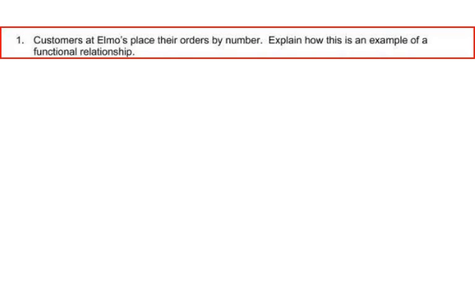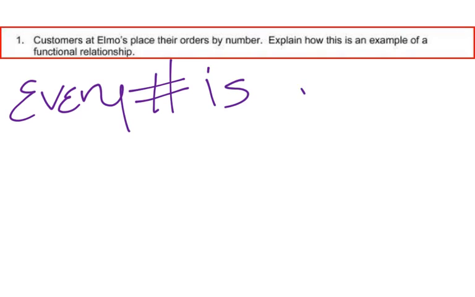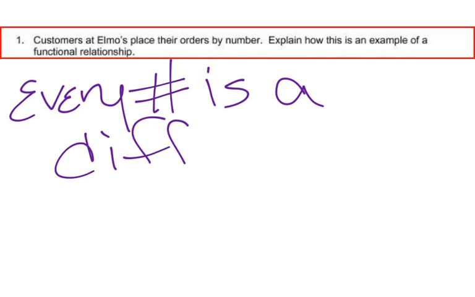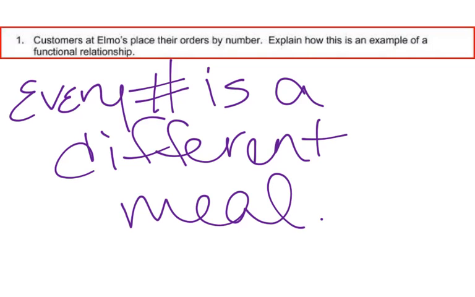So, number 1, customers at Elmo's place their orders by number. Explain how this is an example of a functional relationship. You got to think back when we talked about functions and what is a function and what isn't. Remember that x cannot repeat for it to be a function. So the way that it is a functional relationship is that every number is a different meal. Okay? None of your numbers repeat, so it is a function.